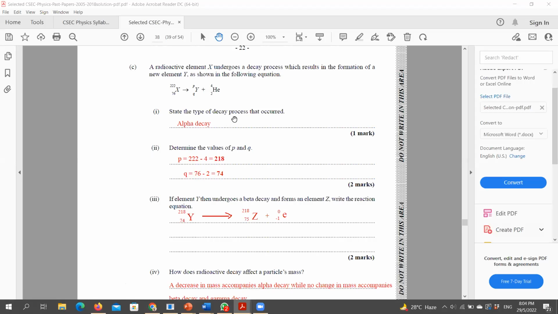Okay, so all right, we have this part of the question which deals with an alpha decay. So we see where an element X goes to an element Y, and also we have helium being produced. So we know that the helium nucleus is the alpha particle. So this is an alpha decay.